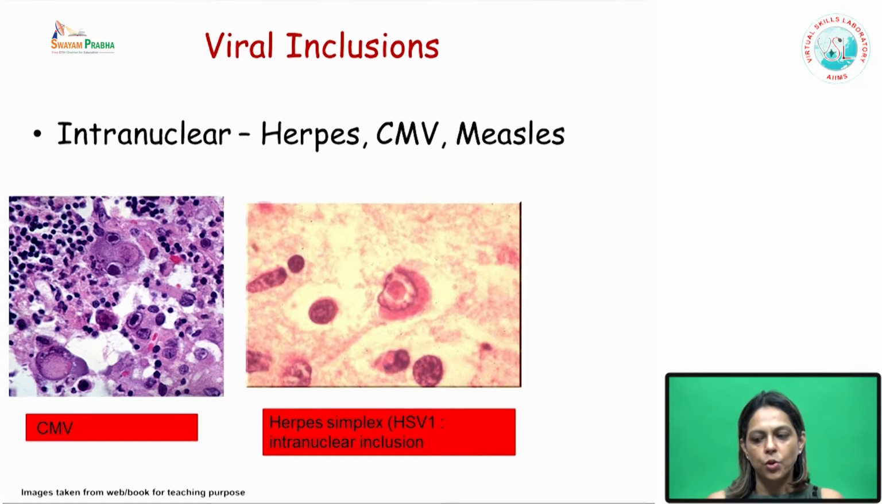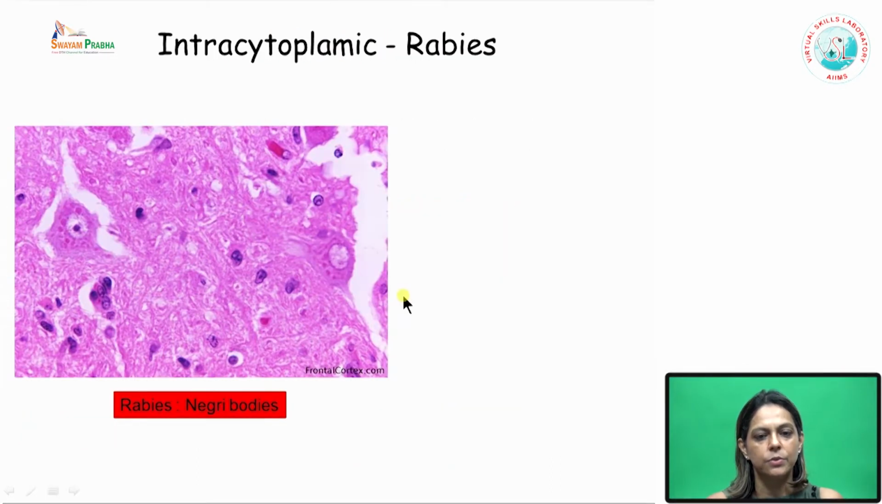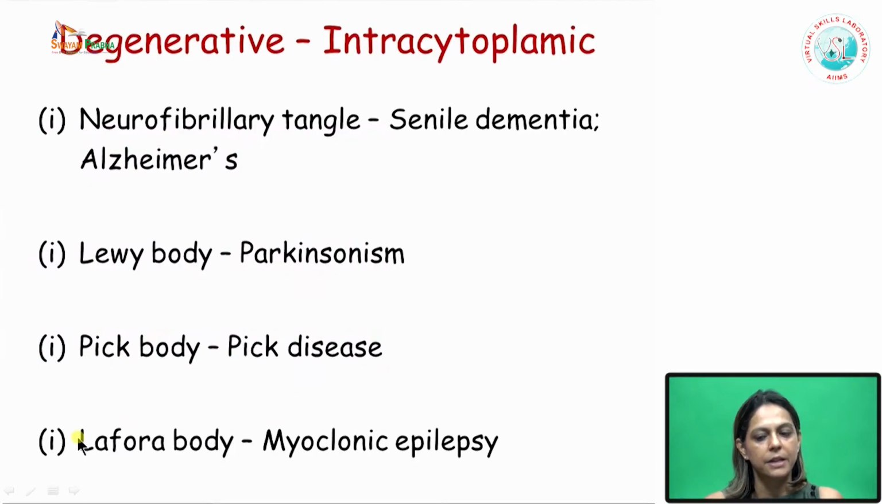So this is just to show you a picture of cytomegalovirus infection showing intraneuronal inclusion. This is herpes simplex 1 infection showing intraneuronal inclusion. And this is an example of again a viral infection, rabies. This is one of the viral infections, the only exception where the inclusions are seen in the cytoplasm, and these are known as Negri bodies.